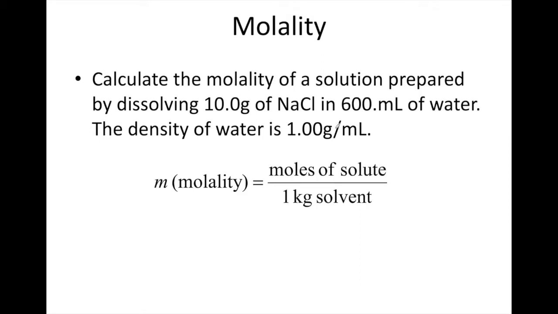As we've said before, we define molality as the moles of solute per kilogram of solvent. So let's define our solute and solvent. We're dissolving 10 grams of sodium chloride, so that's going to be my solute, and my solvent here will be water. We're given grams of solute and milliliters of solvent. We need to convert those to moles and kilograms.